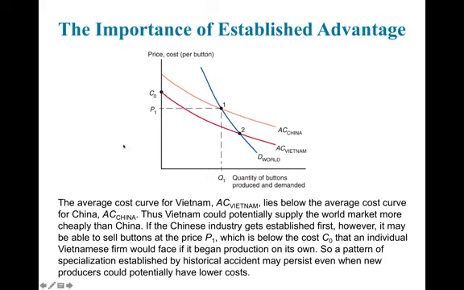Now, if you could establish the Vietnamese industry instantly, you could see how Vietnam could be producing the same quantity at a lower price, and equilibrium would end up at point 2, where Vietnam is the only producer of buttons. The quantity supplied is higher, and the price is lower.